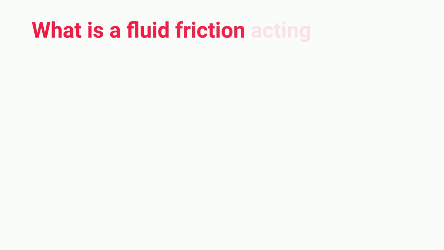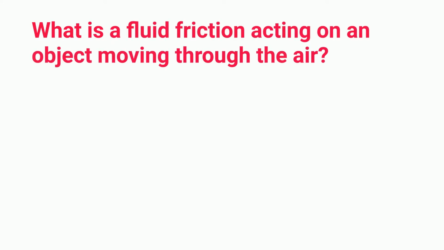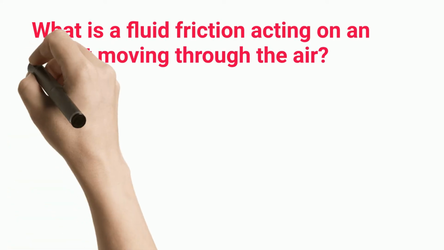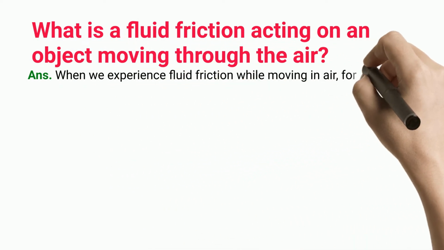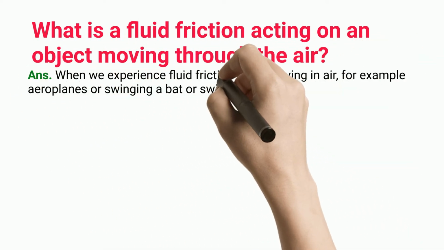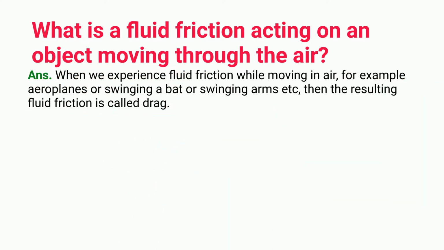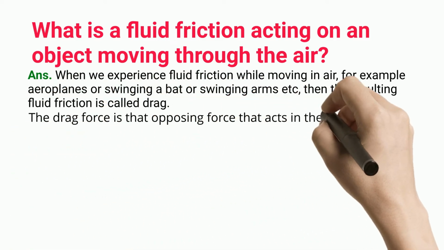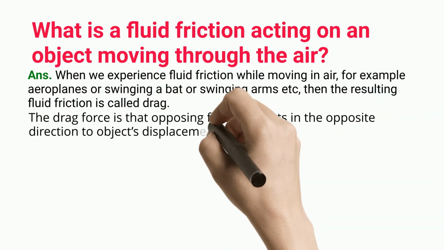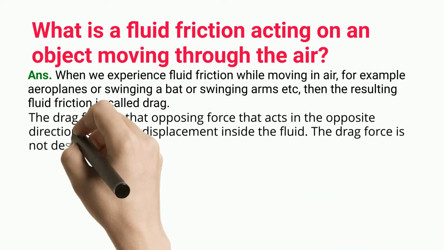What is the fluid friction acting on an object moving through the air? When we experience fluid friction while moving in air, for example aeroplanes, swinging a bat or swinging arms etc., the resulting fluid friction is called drag. The drag force is that opposing force that acts in the opposite direction to the object's displacement inside the fluid.